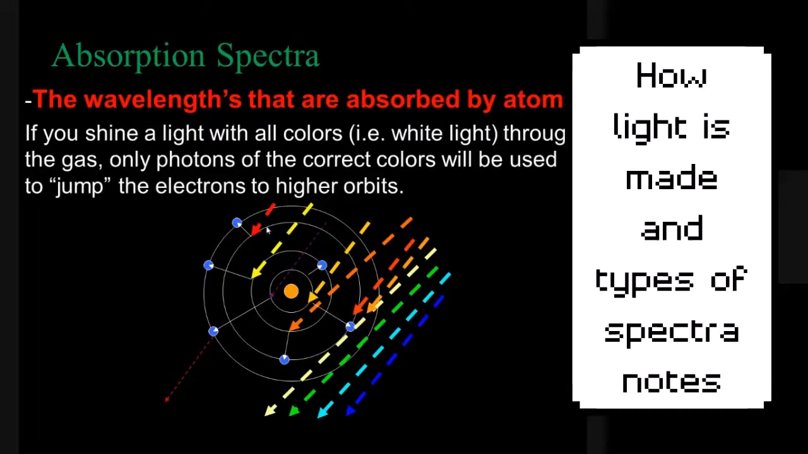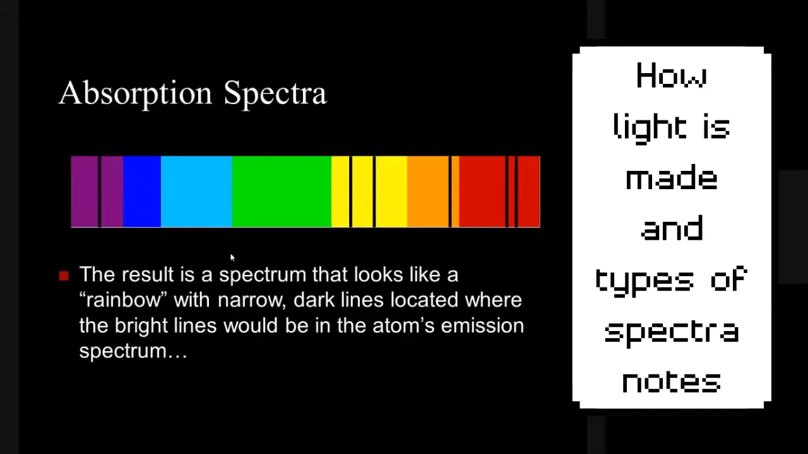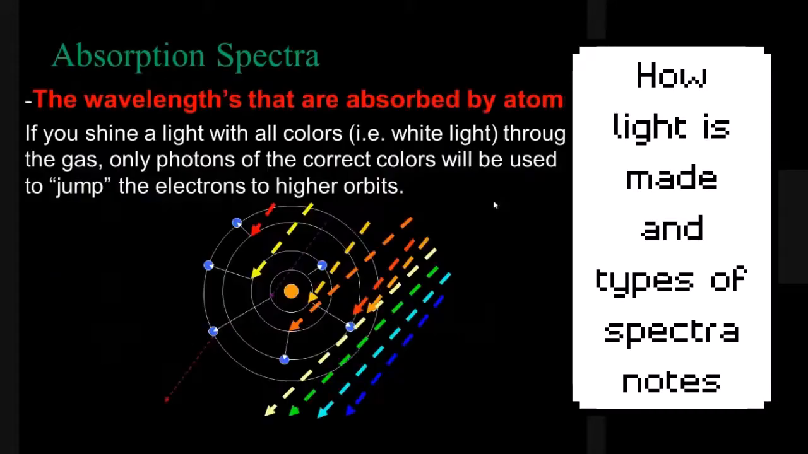Now you'll notice that now that these electrons are pushed out to their outer shells, they're going to want to fall back down again. And yes, they will. So here's what an absorption spectra would look like. It's the entire wavelength of colors, the entire rainbow, but some wavelengths are missing. And these black spots correspond exactly to the wavelengths that are absorbed by these electrons in that atom.